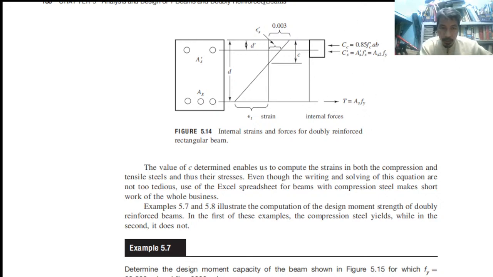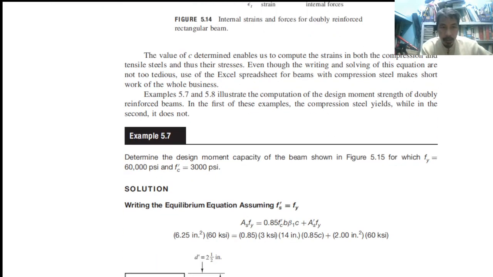How about for our strain? Strain is like this strain diagram. So we can solve for the strain on the tension side. The strain on the tension side must be greater than 0.005, greater than 0.004. This is the value of c, and this is the value of εs prime, if this is the value of 0.003. So we follow? Now, let's just go to the examples.